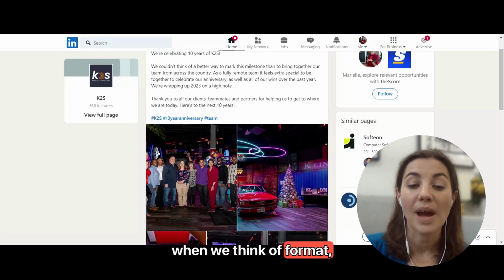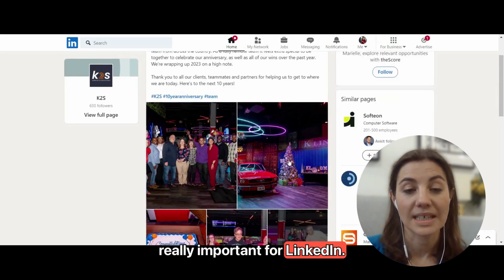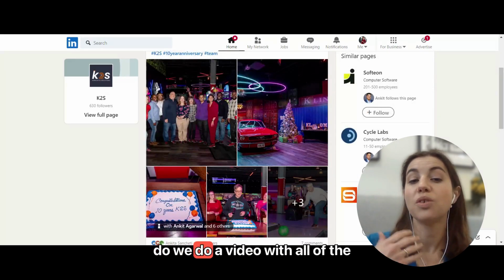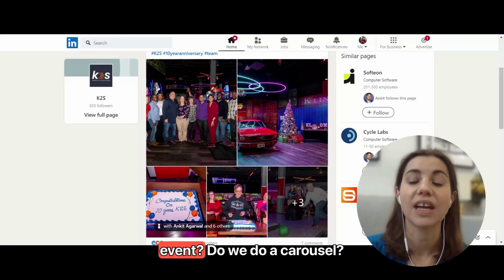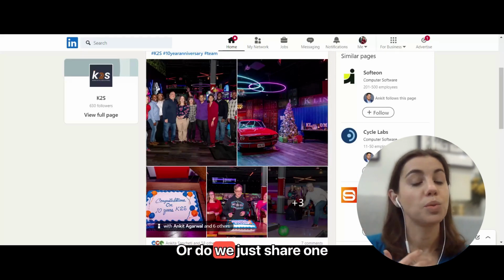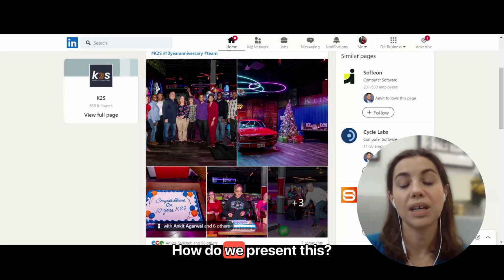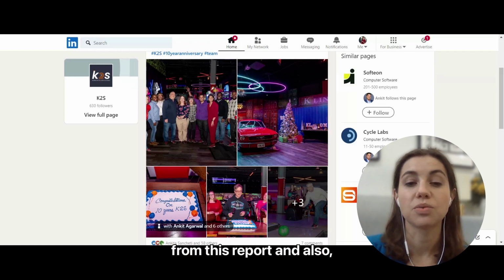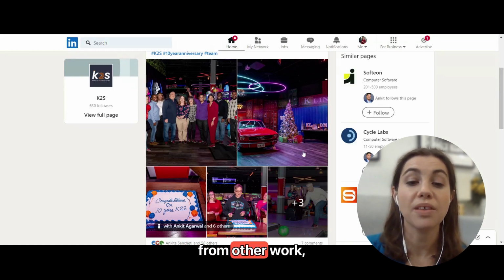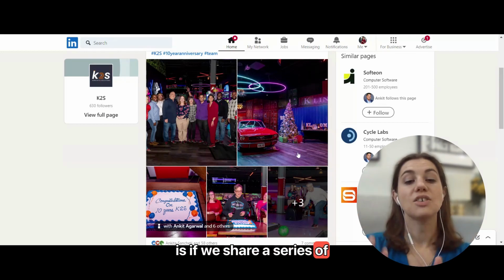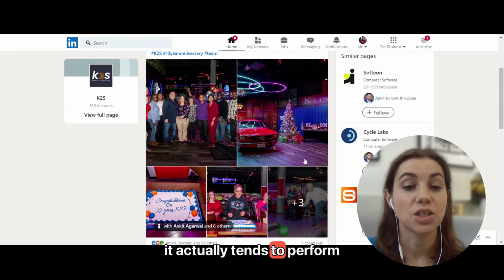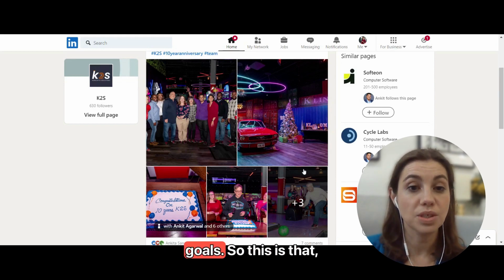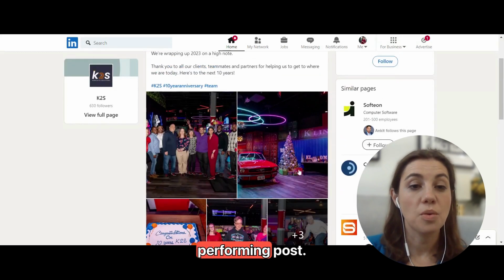Now, format is really important for LinkedIn. On the one hand, we could think about whether to do a video with all of the images that we took at the event, do a carousel, or just share one really strong image. How do we present this? One of the findings from this page and from other work is that sharing a series of images from an event tends to perform much better for the client, helping them achieve their goals. So this was their top performing post.